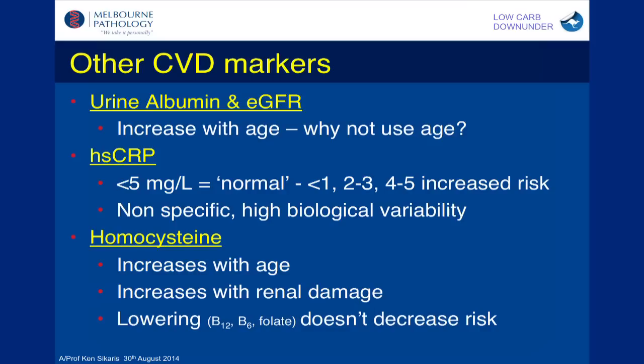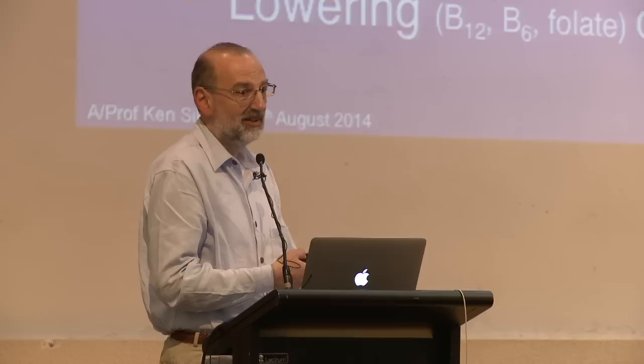CRP, which people would love to work as a marker of inflammation, is another exquisite marker of inflammation. But if you go on a 1 hour run, your CRP will be elevated because of those small muscles you've got. So it's a bit too sensitive, and you have to repeat it a few times before you're confident that your CRP is always elevated.